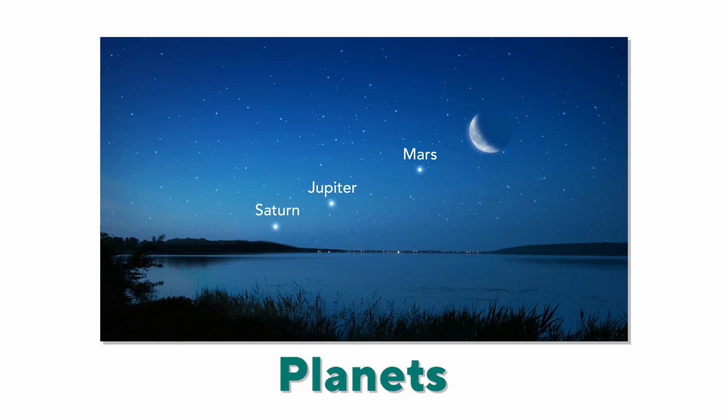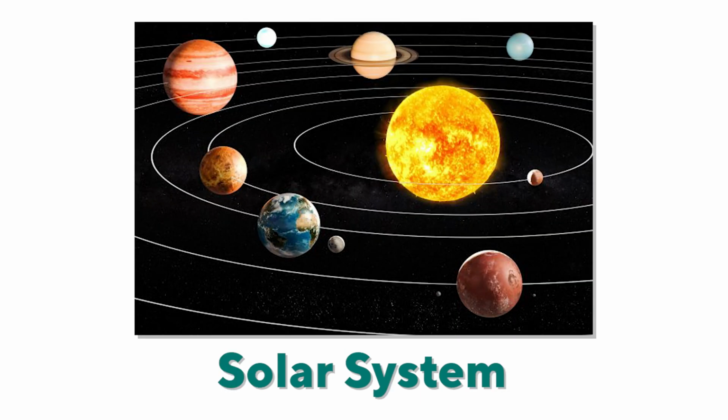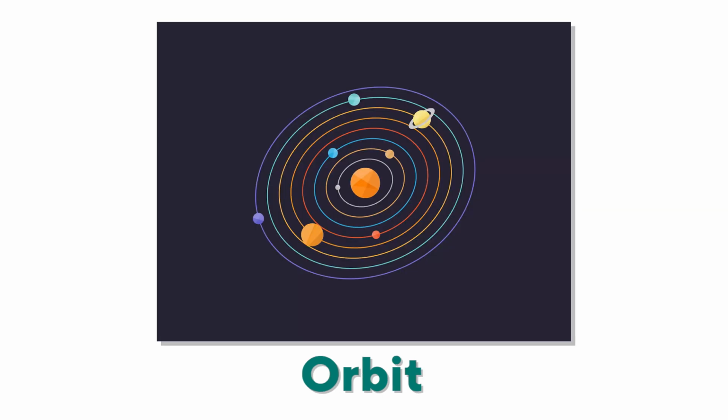Sometimes when you look into the sky, you see these bright objects that do not twinkle. They are the planets. The planets don't have light of their own. Just like the moon, they reflect the light from the sun. The eight planets and the sun together form the solar system. The planets move around the sun in a fixed path called orbit.